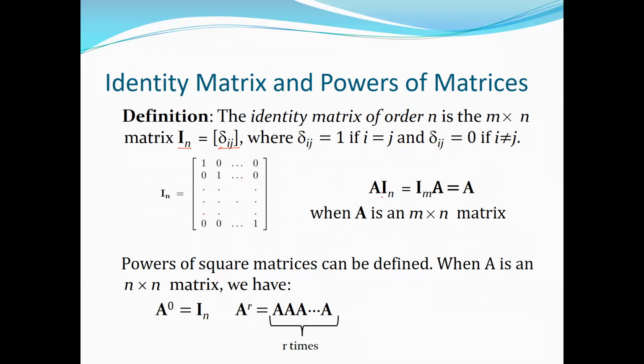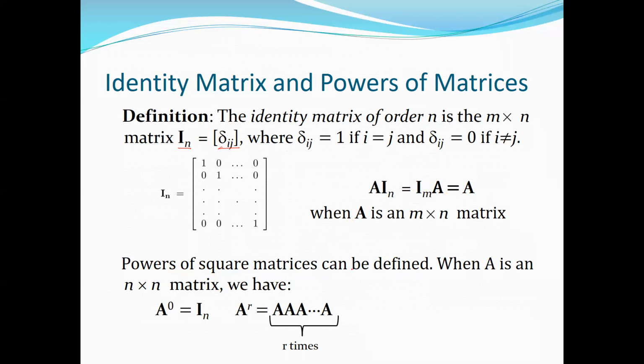So what do we mean by this A I n? If we multiply the identity matrix with A, we always get A, and if we multiply I with another matrix, the identity matrix times that matrix, we always get the same matrix, and that's quite obvious. You can see that, right?